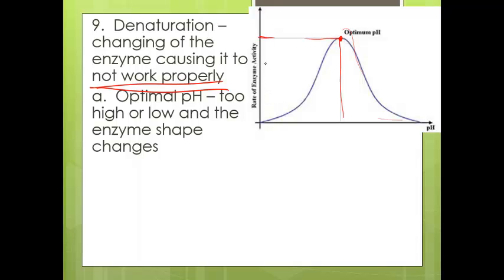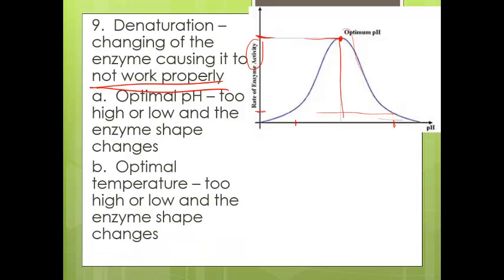Right here, the activity is on this side, so the activity is at its highest. If the pH gets too low or too high, then the activity is only way down here. So it's a little active, but it's not working very well.